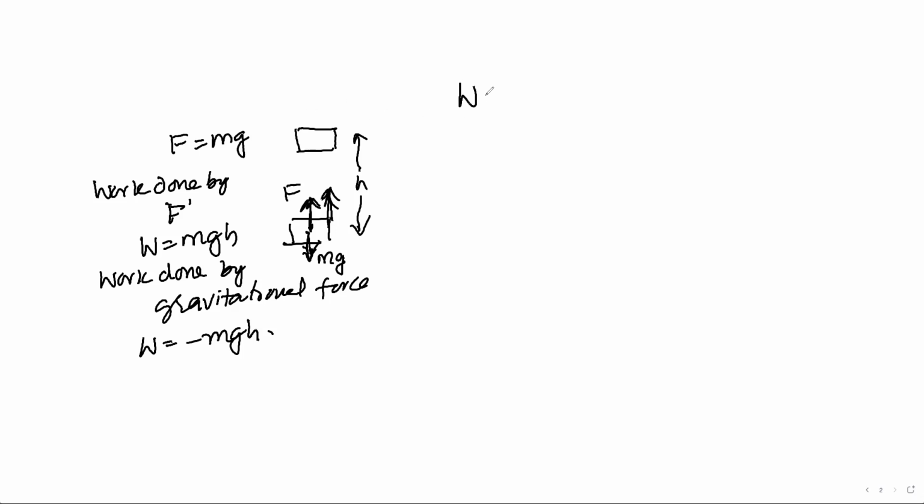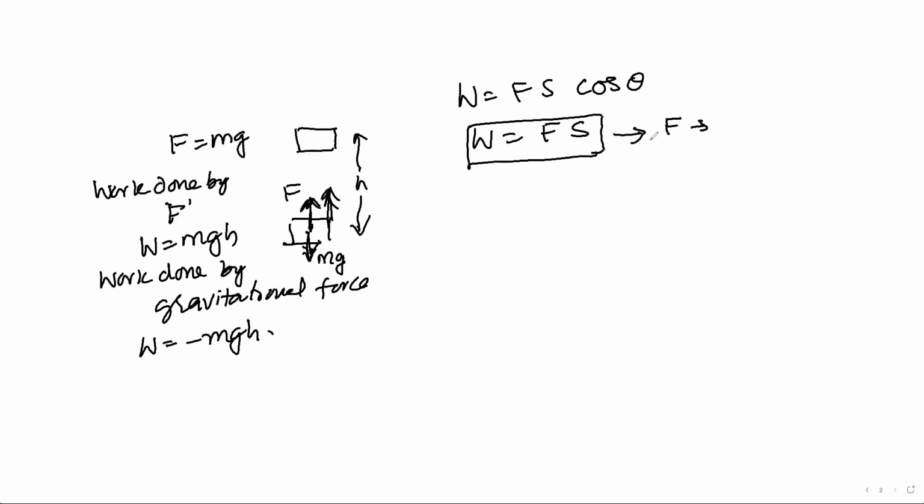Work done equals Fs cos theta, or work done equals F dot S, or Fs. Can we apply this always? Here one constraint is there. Only when this force does not depend on displacement, that is, it is constant, can I apply this. Or work done equals F, that is m into a, into s. This also you can apply.